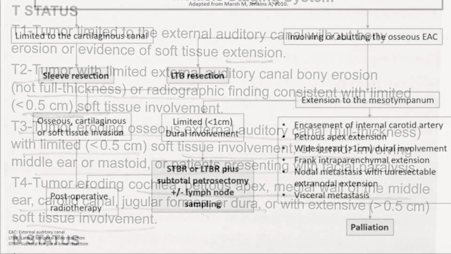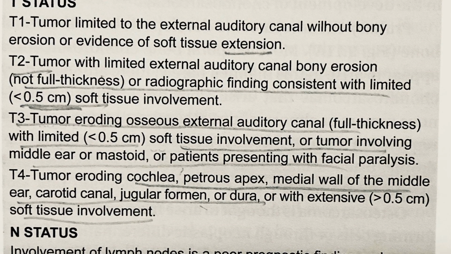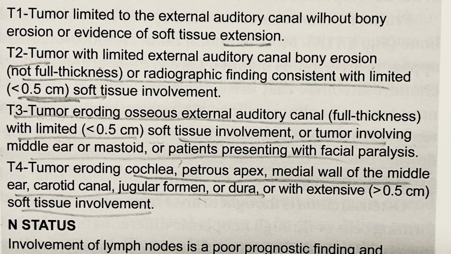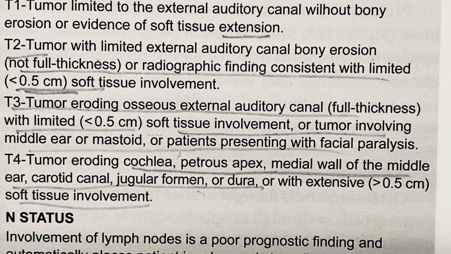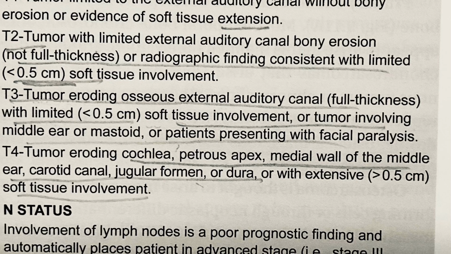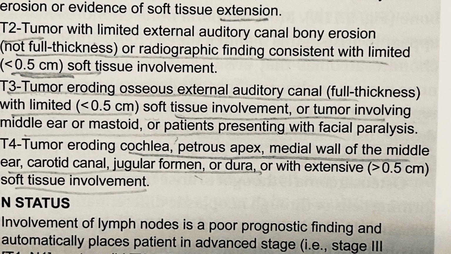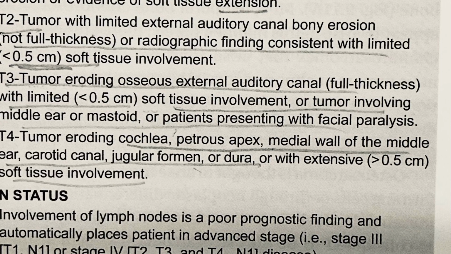How would you manage a borderline T3, T4 tumor that appears resectable on imaging but involves significant soft tissue? Would you attempt subtotal resection with adjuvant therapy or go straight for total temporal bone resection? Let's discuss your approach.